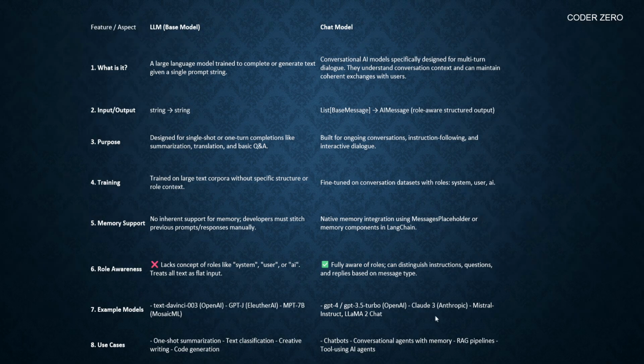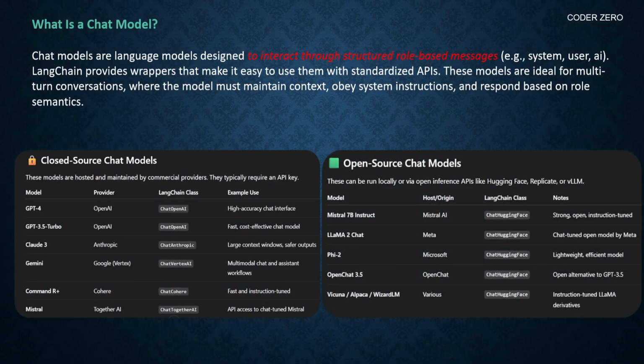These are some examples and these are the use cases. Everyone is moving from base LLM models to chat models. So in this video we'll be talking about chat models and embedding models only. Chat models are language models designed to interact through structured role-based messages. These roles are system, user, and AI.